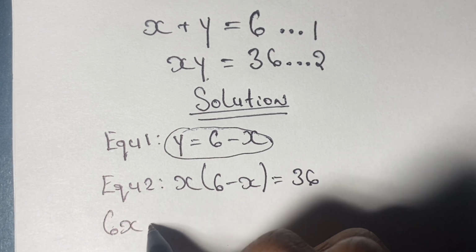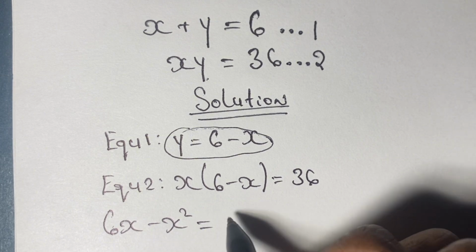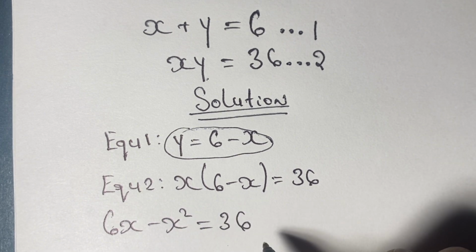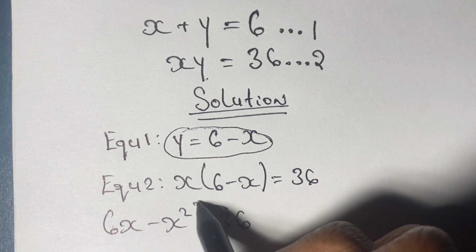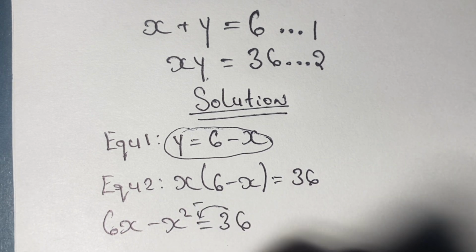And now we expand our brackets using FOIL and we have that equal to 36. We're going to take this 36 and it's going to come over to the left hand side of the equation. It's a positive, so it comes over as a negative.